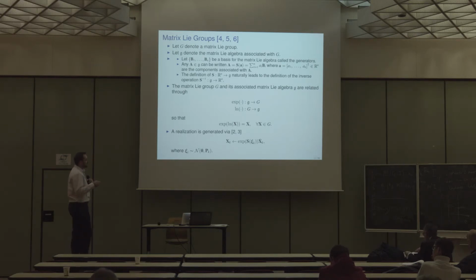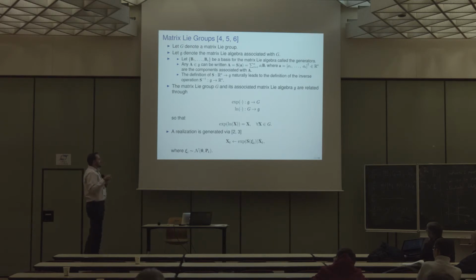Okay, so let's just solidify some notation. Let G denote a matrix Lie group. I like to think of SO3, which motivates a lot of this work. Let little g denote the matrix Lie algebra associated with G. I'm going to use this notation S as follows. We can take any element of the matrix Lie algebra and write it as S of A, where A are the components associated with capital A. So this S is going to be really helpful in some of the notation later on. With this definition of S, which maps Rn to the matrix Lie algebra, we can define the inverse operation, which maps the matrix Lie algebra to Rn.